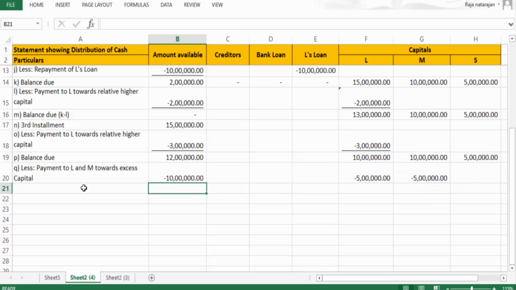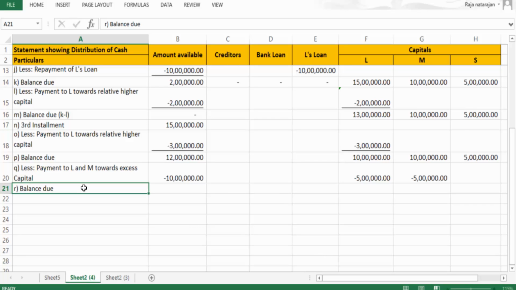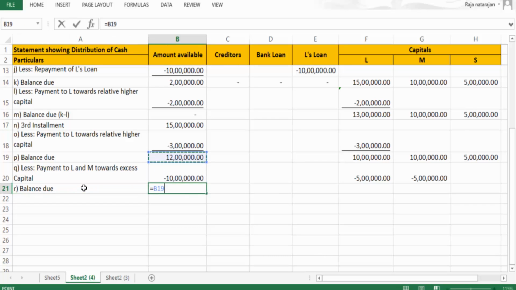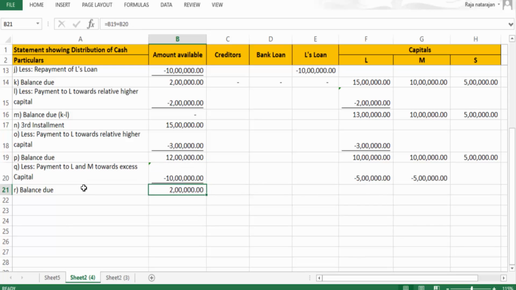Okay, now what is happening? All the excess capitals have been paid. So here we have balance due. What is the balance due? 12 minus 10, it's 2 lakhs, right? And here what is the balance due? 10 minus 5, 5 lakh, 10 minus 5, 5 lakh, and this 5 lakh continues.